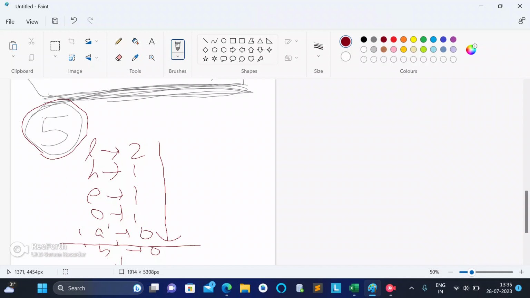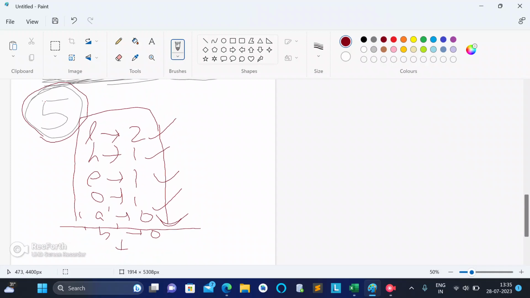As the number of distinct characters should be 5, I traverse 5 of them. I found that L is present 2 times, H is present 1 time, E is present 1 time, O is present 1 time, and A is present 0 times. I will traverse these 5 of them. So now what I should find is the number of similarities. As the number of distinct characters should be 5, the frequency of each character should be 1.